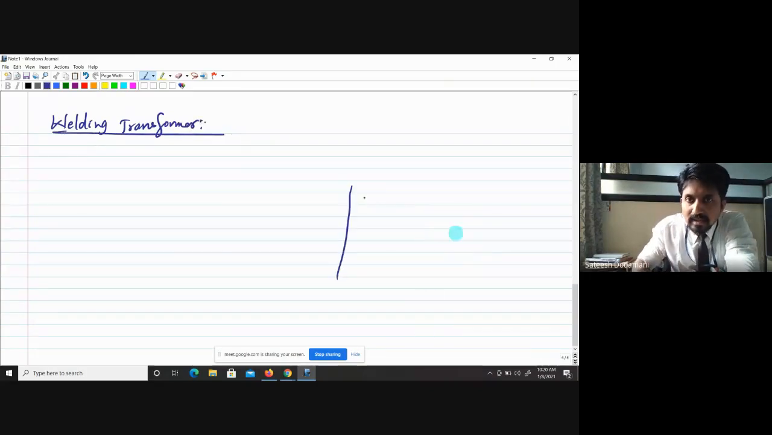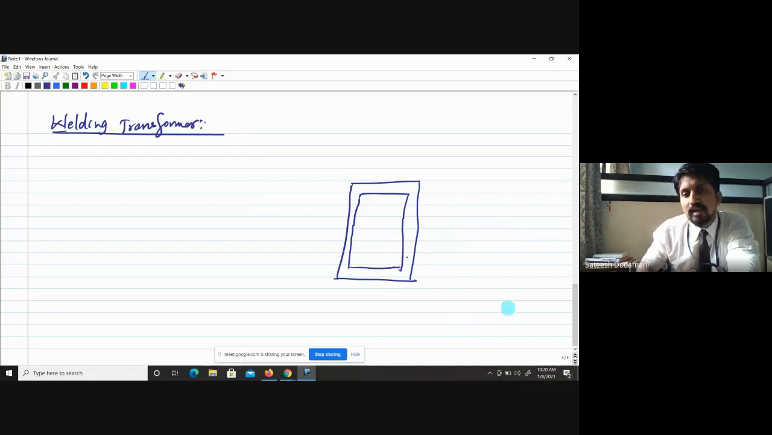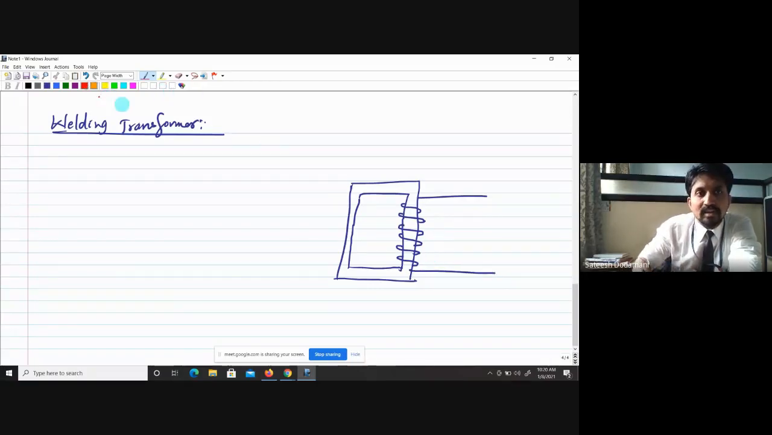So, the welding transformer, as you know already. Basically it consists of the core, and as it is a step down transformer, on this side I will give the supply voltage, so the number of turns in the primary should be more. On this side I will use another color, and as it is a step down transformer, the number of turns will be less.